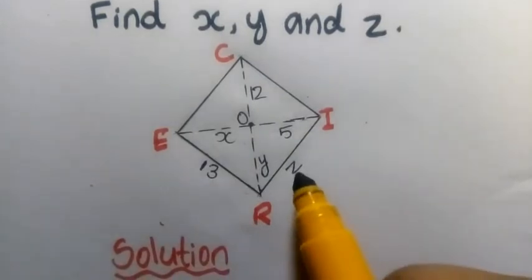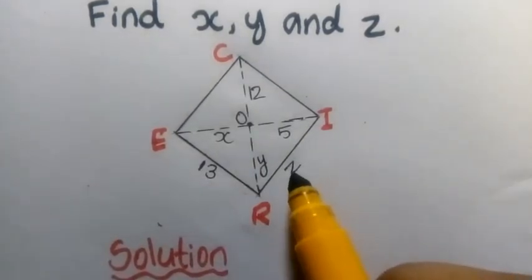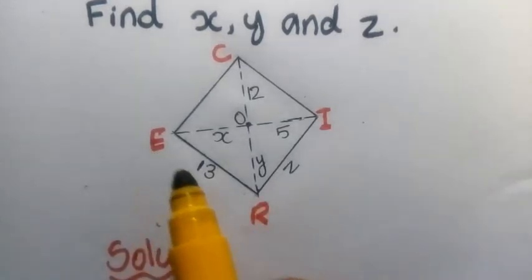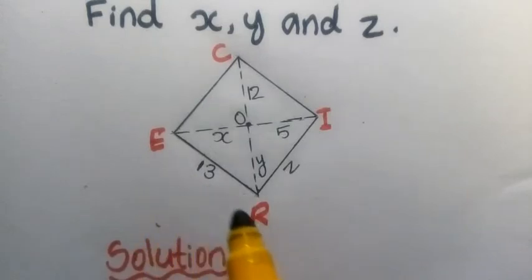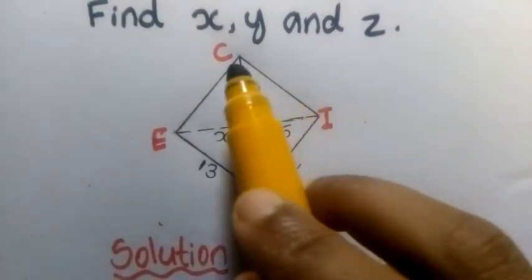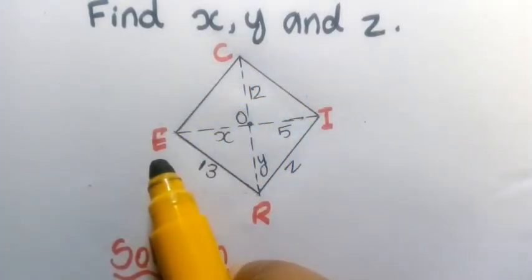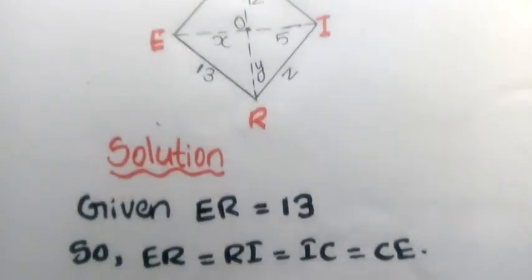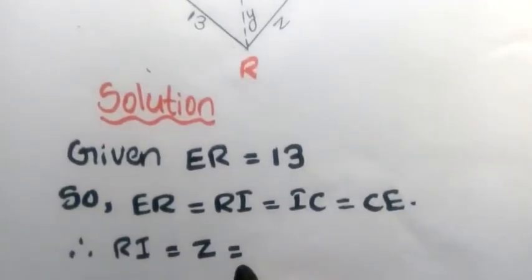Here Z is the side of the rhombus. Property of rhombus states that all sides are equal. One side ER is given. ER is equal to 13. So ER is equal to RI is equal to IC is equal to CE, all equal to 13. Therefore RI is equal to Z is equal to 13.